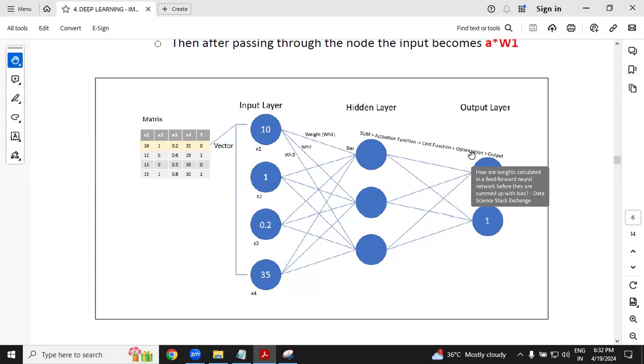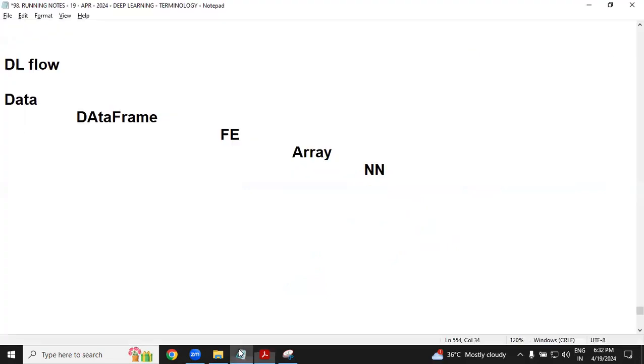Optimization means I'm not satisfied with the neural network, so I can optimize it. That is called fine tuning. After the cost function, what is the next one? Optimization. Finally, we are getting the output. We also have gradient descent. I will come to that point also. Don't worry, I just need the terminology.